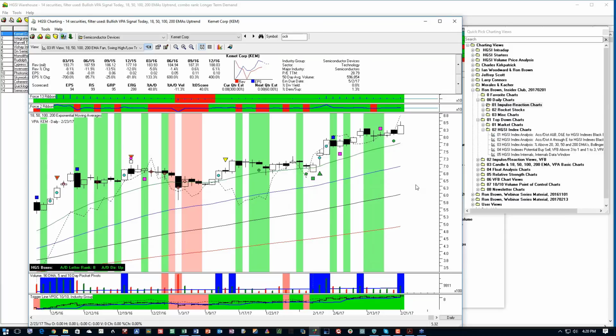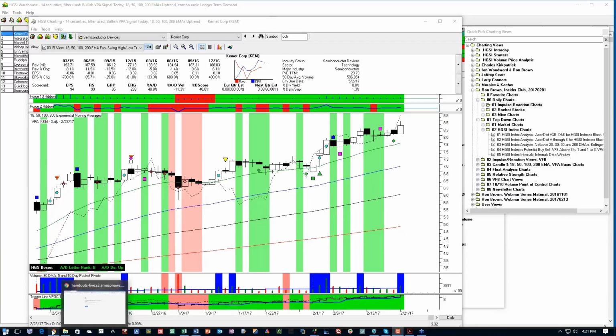I'm going to point out the VPA signal that occurred yesterday. This is the fan. This is the 18-day exponential moving average. This is the 50. This is the 100. And this is the 200. When you see a stock like that, that indicates that a stock is in a long-term trend. Now, can the trend end? Absolutely. But for now, it's up, and trends have a tendency to persist.